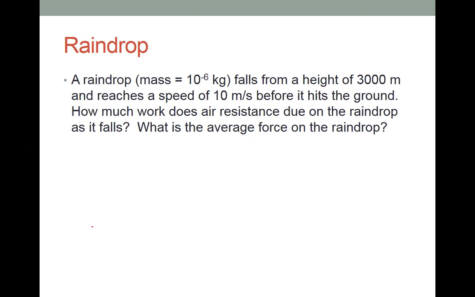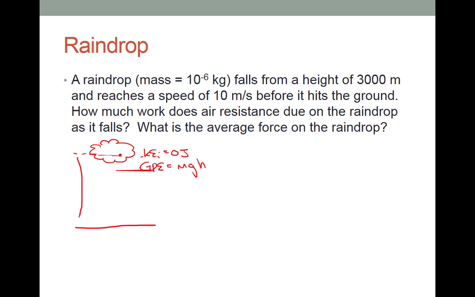So again, drawing a picture is always a good place to start. So up here we have a cloud, and in that cloud is a raindrop, which is going to have an initial kinetic energy of 0 because we can assume it is at rest up there. But it has an initial gravitational potential energy given by mgh, where h is the height of the cloud above the ground. In other words, 3,000 meters.